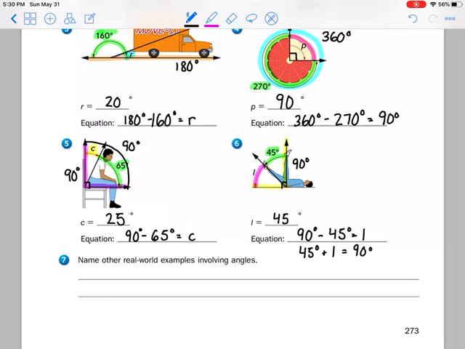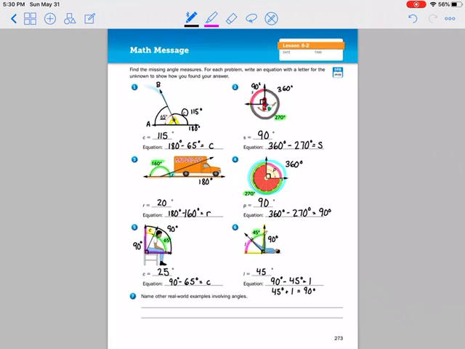And then for seven, you can name any real world examples involving angles. It could be a soccer goal, it could be a hockey goalie. Your answers will vary depending on whatever it is you put in.